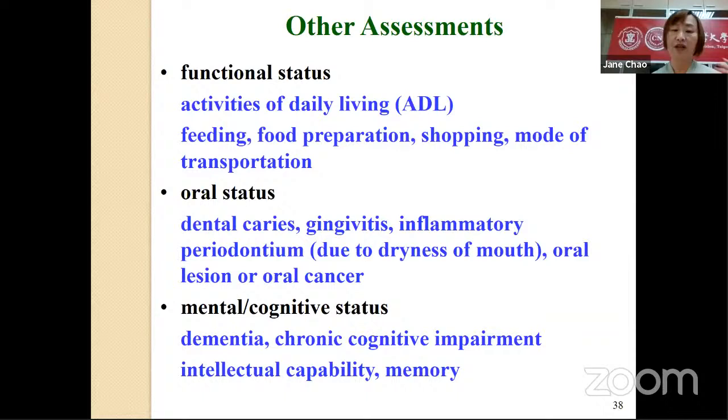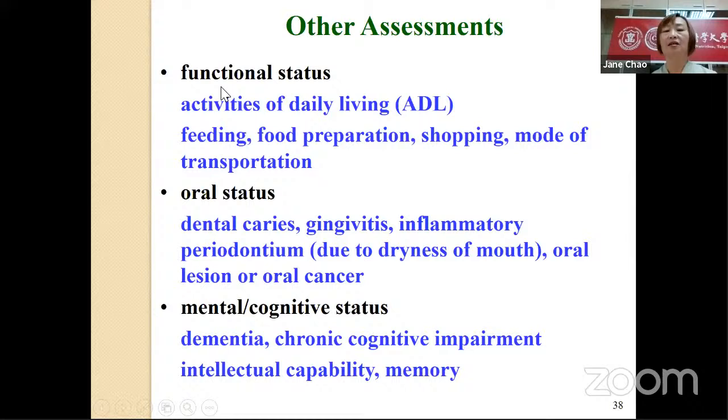It's a kind of activities of daily living. So that's a function of your daily life. What kind of functions? Feeding functions, food preparation functions, shopping, or mode of transportation. If you have difficulty shopping in the supermarket, or preparing the food by yourself, or feeding yourself, you have to have someone to help you buy the food, prepare the food, and feed the food to you. So that's what we call a functional status.